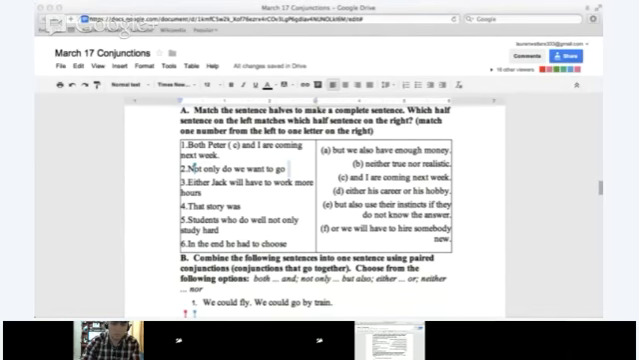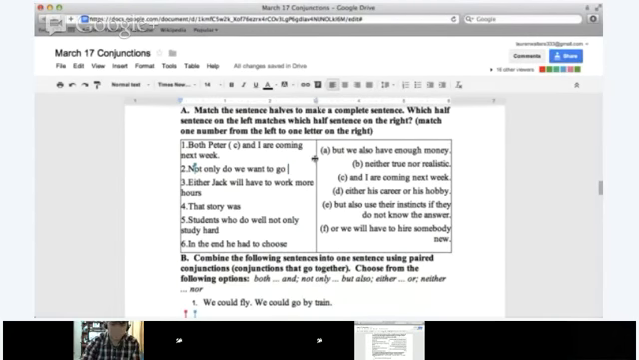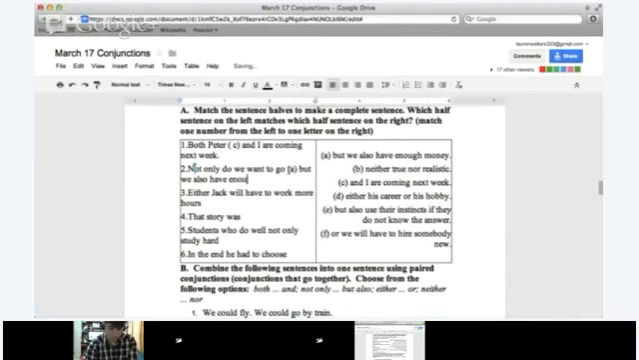Number 2, A. Yep, so Shafi, why don't you try doing that one? Did you say that you could do number 2? A. Okay, so A: not only do we want to go, but we also have enough money. Exactly. That's perfect. So, A: but we also have enough money. Perfect. What about number 3?